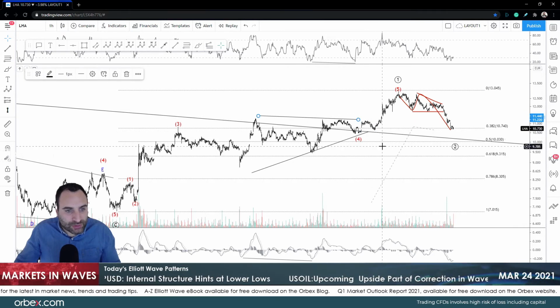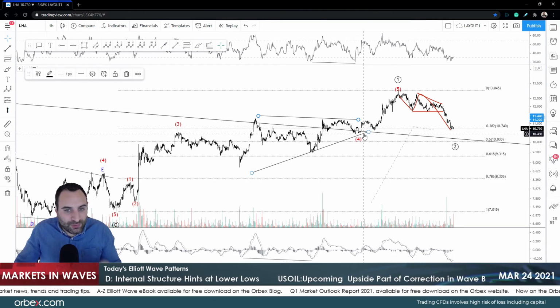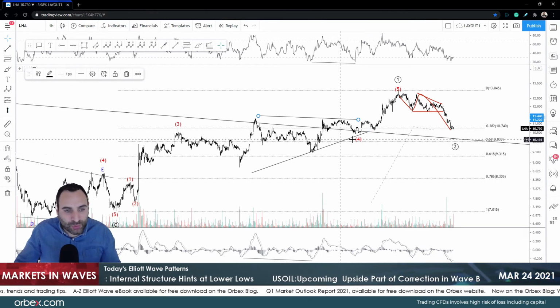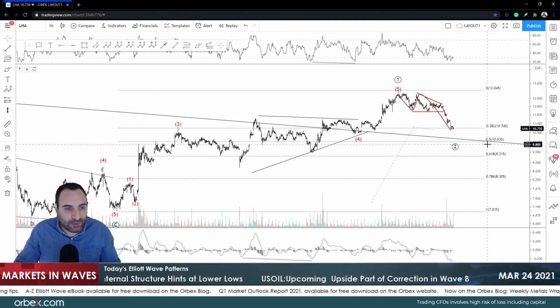Okay, this is 1 and 2. So 10, where are we? 10.43 will give us a double bottom with wave 4. A very good level to start considering prices moving on the upside.